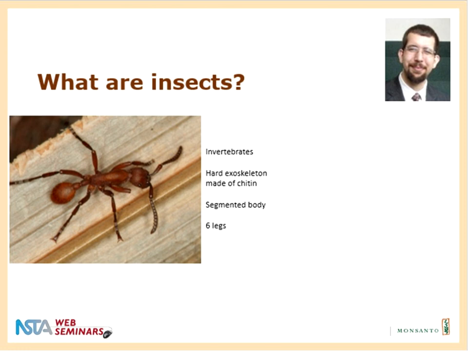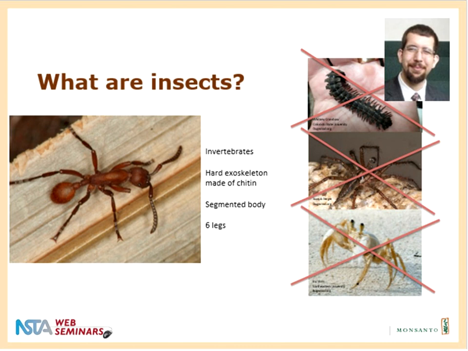Because of these characteristics, arthropods like millipedes and spiders, even though they're closely related to insects and share some traits with them, are not insects. Crustaceans like crabs and lobsters also share traits like chitinous shells, but they're more distantly related. And while some entomologists do study these creatures, we're going to focus today on the true insects as they're the most relevant to the work that we do here at Monsanto.